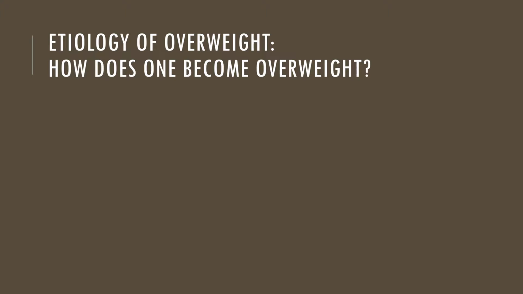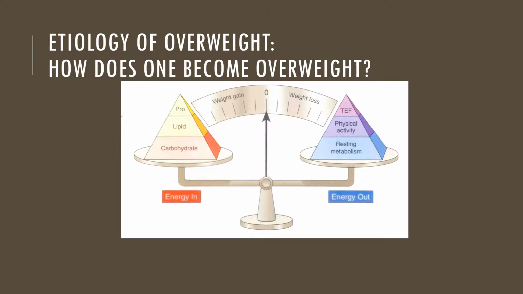So how does somebody become overweight or obese? In one sense, it's very, very simple. There's more energy in than energy out. So energy in is food. It's what we consume. Proteins, fats or lipids, carbohydrates. Energy out is the calories that we burn.